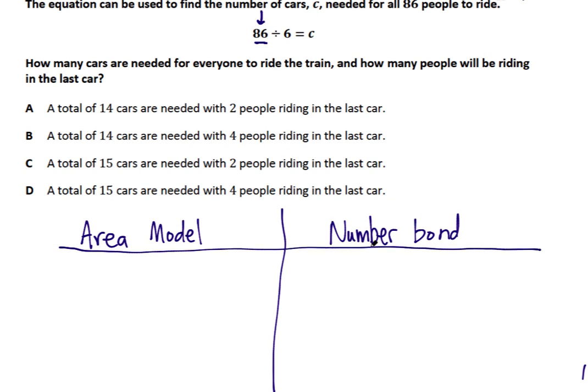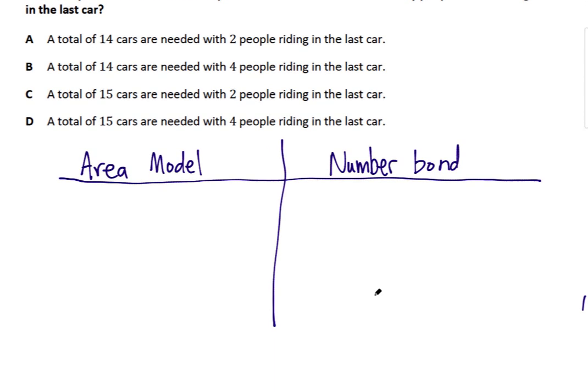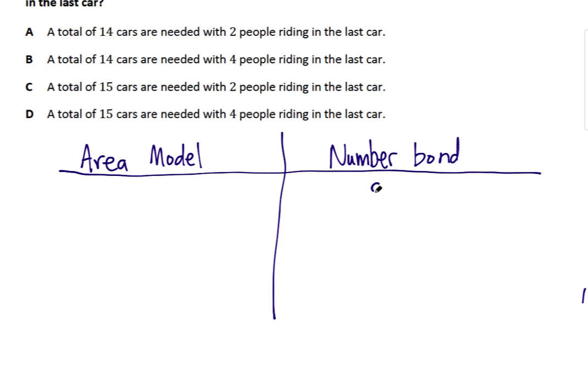I'm going to start with the number bond. So remember our equation is 86 divided by 6. So I'm going to start with the total, which is 86. I'm just going to circle that, and this is my total. And I'm going to break this number up into a bond of numbers. And what I break it up to must equal the total when I'm done. It has to equal the total, which is 86.